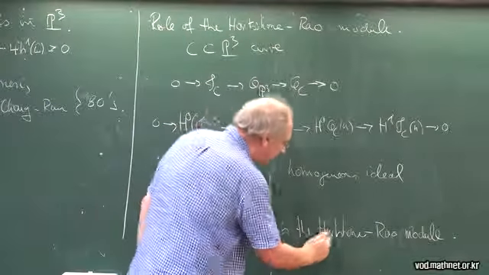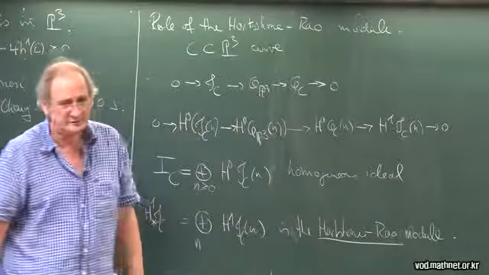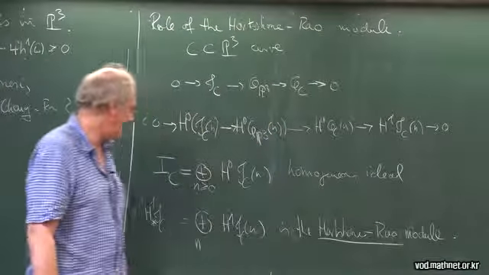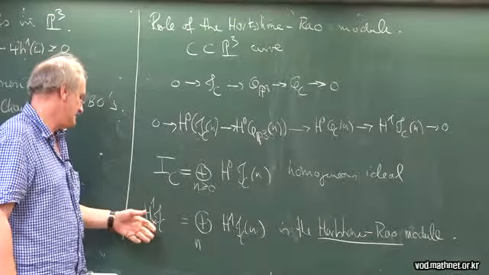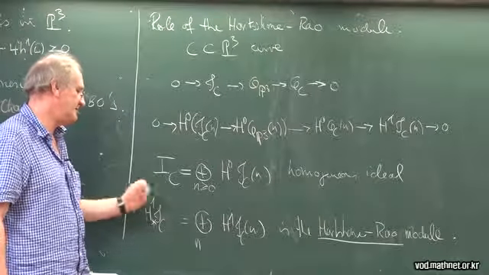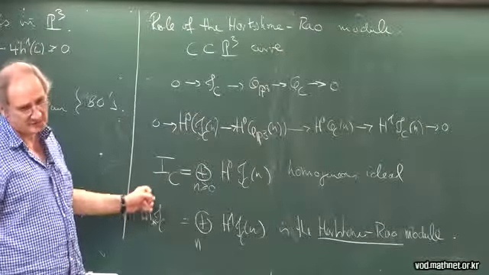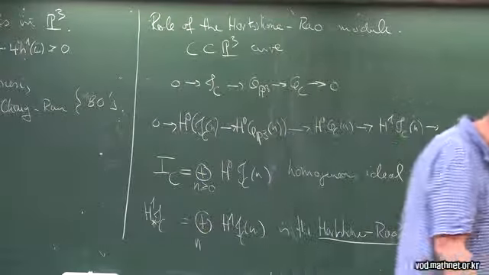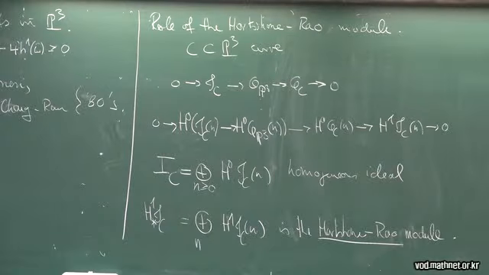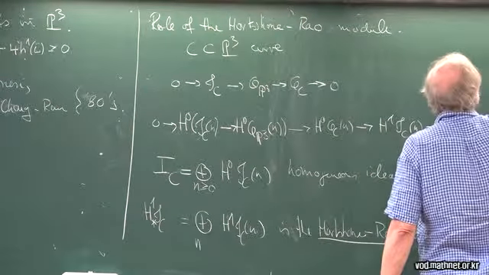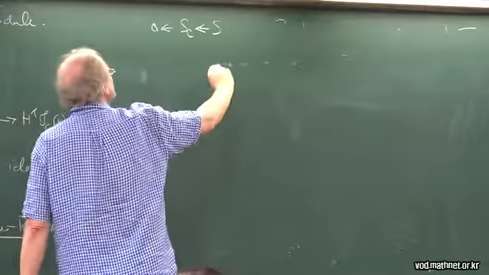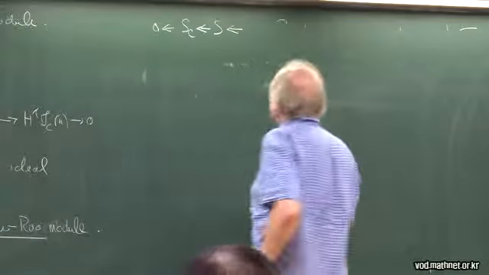So of course there's a very good reason why this module is called the Hartshorne-Rao module, because Rao proved that this module, up to twist, characterizes liaison classes of curves. And maybe I go on and talk about the free resolution.